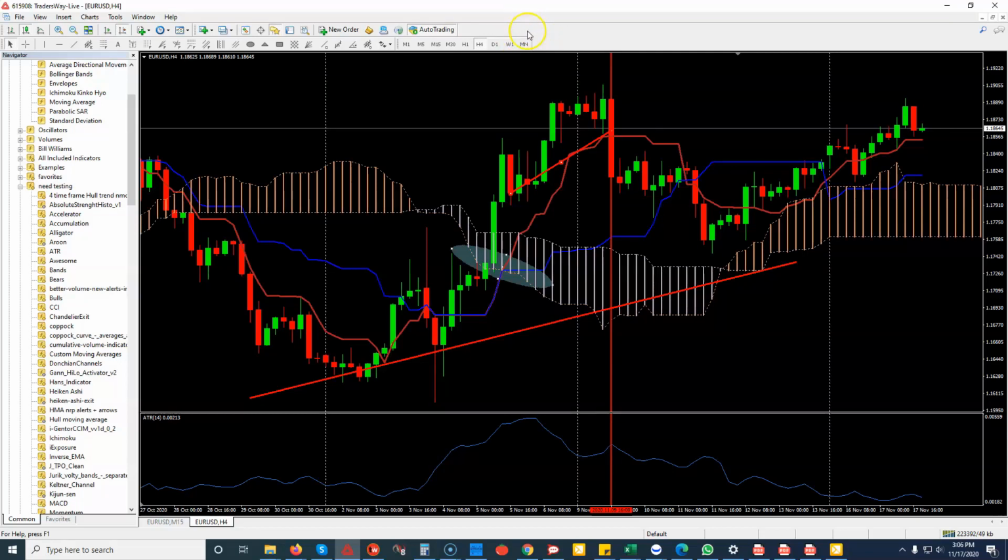And you can always refer to the guide. There's some different stuff in the guide as well that can help you out with your trading with this strategy.